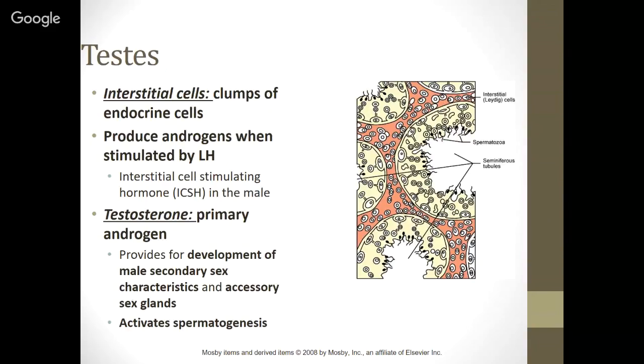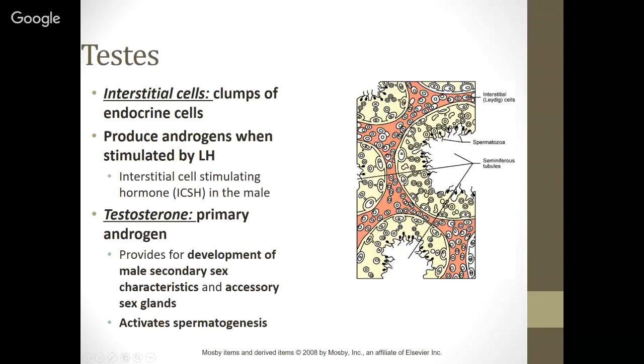Moving on to the testes. The testes have, we talked about interstitial cells. These are clumps of endocrine cells, and they produce androgens when they are stimulated by LH, interstitial cell stimulating hormone, which is what stimulates this in the male. Testosterone is the primary androgen, and it provides for development of male secondary sex characteristics and the accessory sex glands. It also activates spermatogenesis.